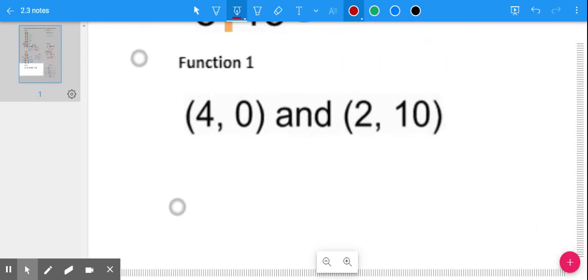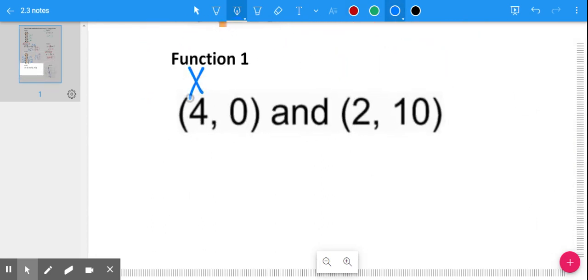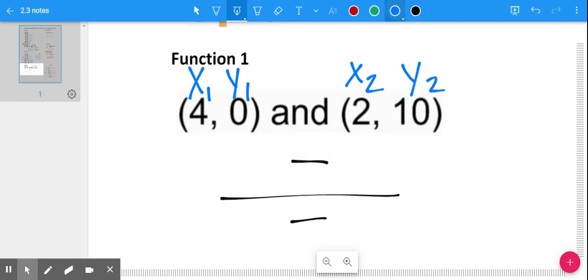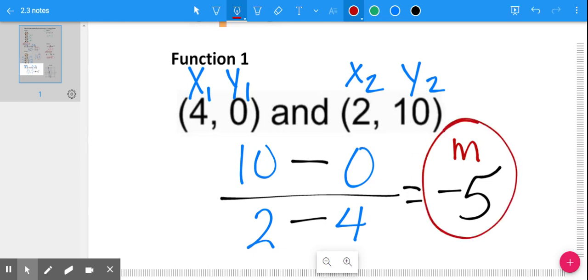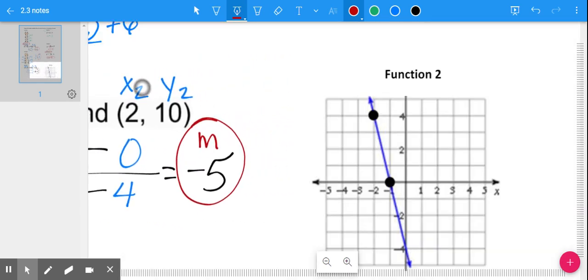So then the last one. Again, we're using x1, y1, x2, y2. Plug it into the formula for finding slope, which is y2 minus y1 over x2 minus x1. So 10 minus 0 is 10. 2 minus 4 is negative 2, and 10 divided by negative 2 is negative 5. So the slope for function 1 is negative 5.